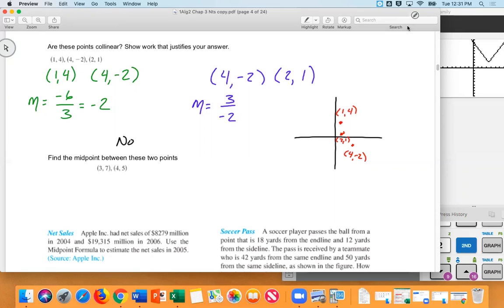What's up, Jake? How do you get the slope again between those two? y2 minus y1 over x2 minus x1. All right, that's what I do. Find the midpoint. Hey, I told you I'm not a formula guy, right?